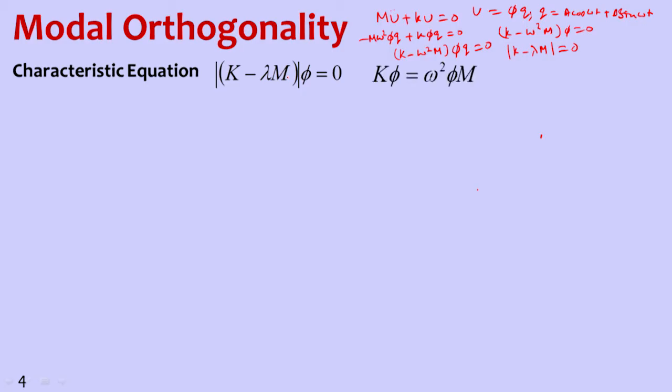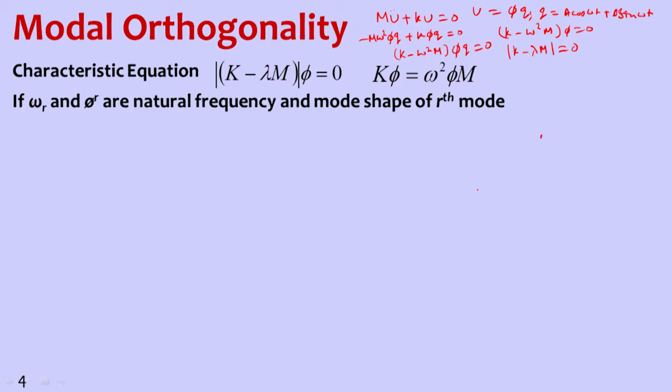Then from this we can write k phi is equal to omega square m phi. If omega r is the natural frequency of the rth mode and phi r is the mode shape of the rth mode, then omega r and phi r are the natural frequency and natural mode shape of the rth mode. If we substitute that, k times phi r should be equal to omega r square m phi r. It should hold good for any mode shape. So this is equation number 1.